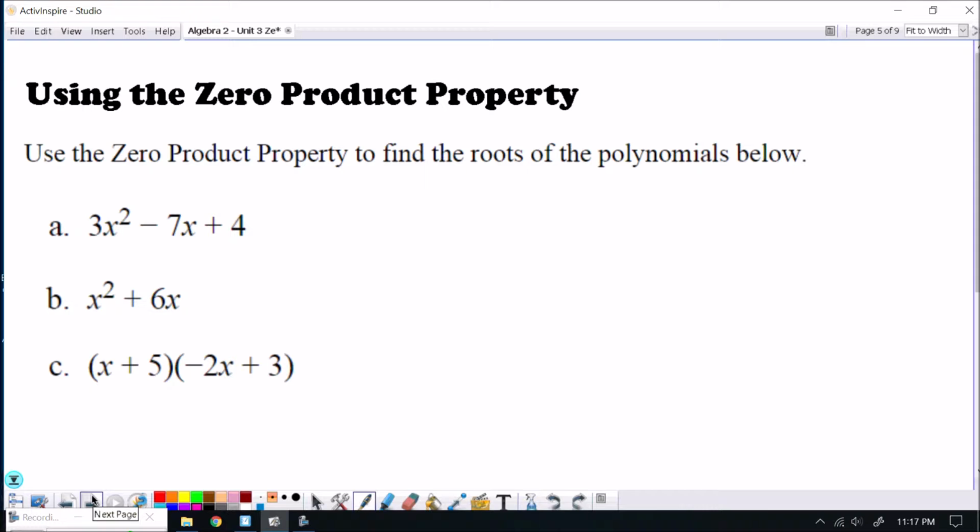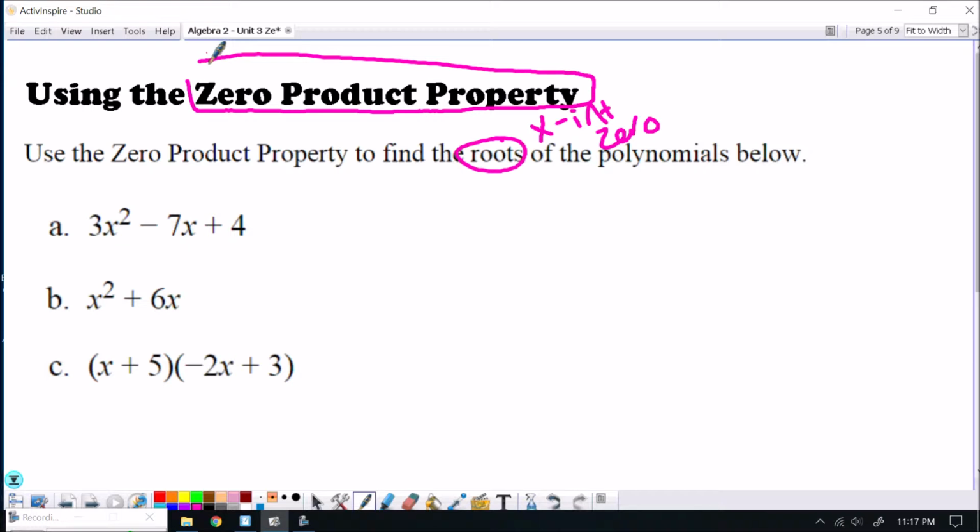So let's see how this is done. The first thing is for zero product property, to find the roots. Remember that means x-intercepts or zeros, those are all the same thing. We have to have factored form, because zero product property is assuming we have a product, and another word for product is factored. So it has to be factored first before we can actually use the zero product property.